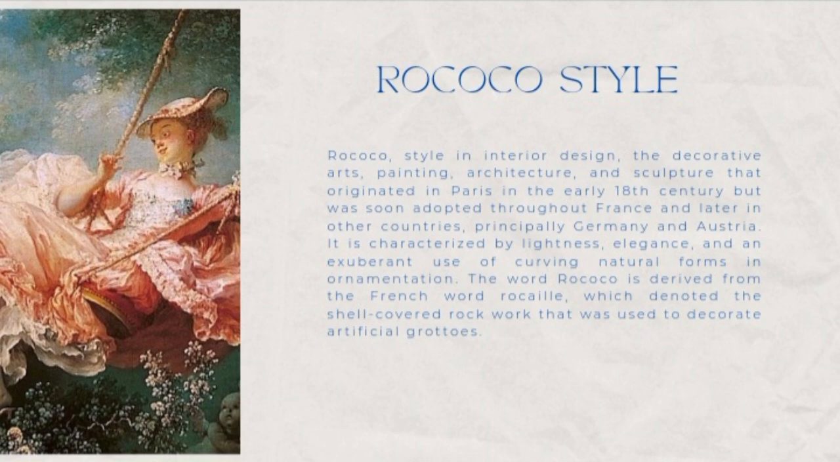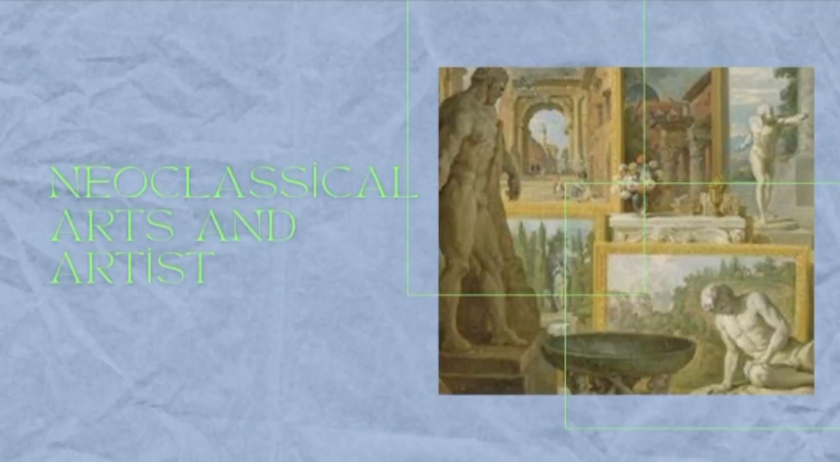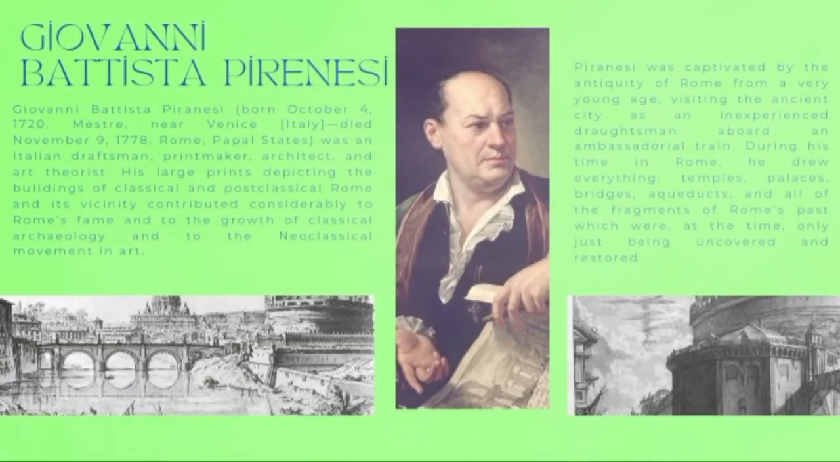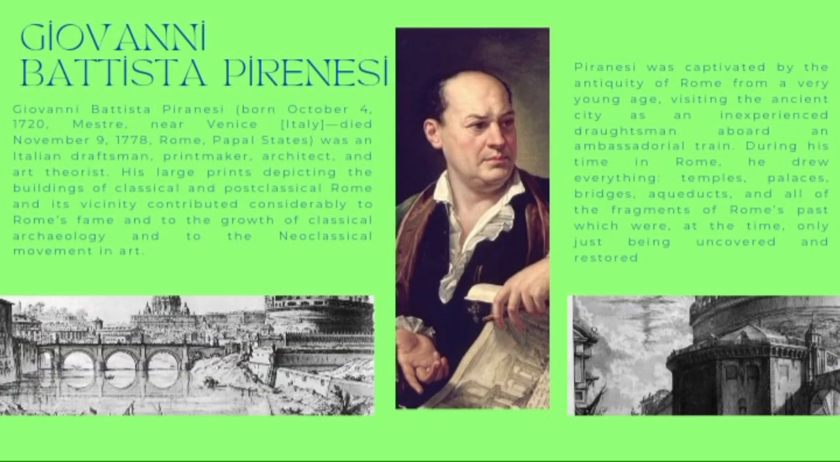Let me introduce to you the four artists here in neoclassical art. Giovanni Battista Piranesi was an Italian draftsman, printmaker, architect, and art theorist. His large prints depicting the buildings of classical and post-classical Rome and its vicinity contributed considerably to Rome's fame and to the growth of classical archaeology and to the neoclassical movement in art.